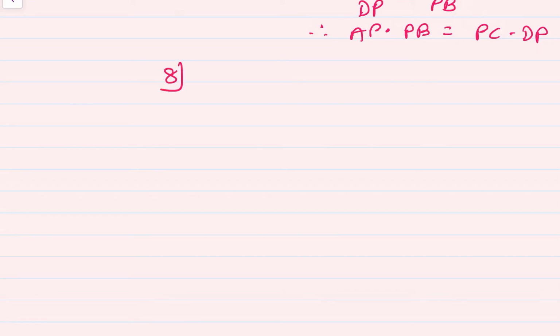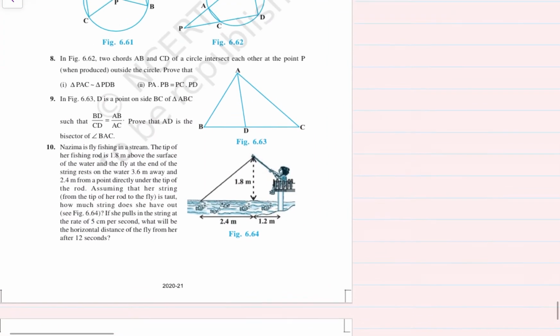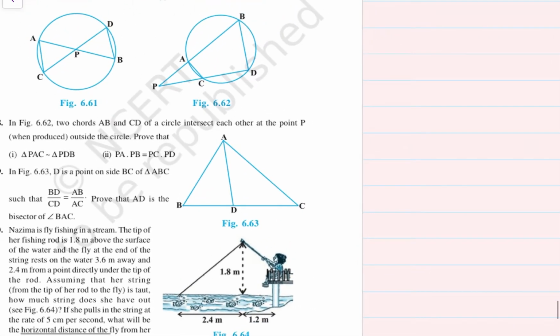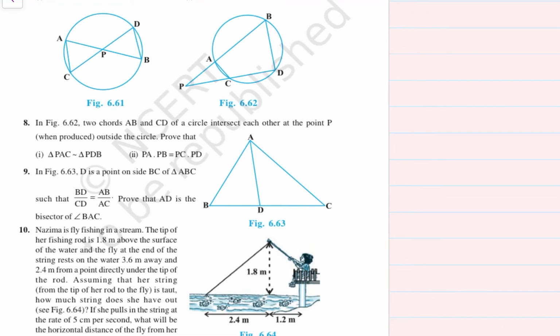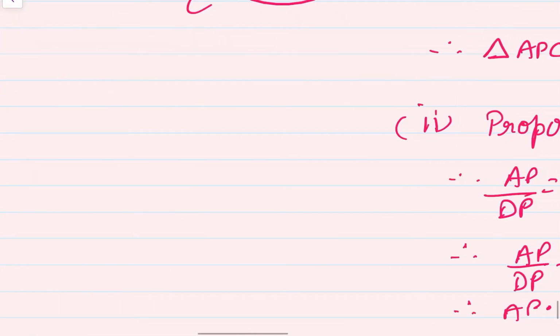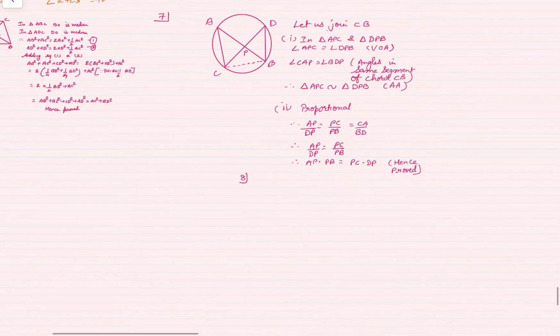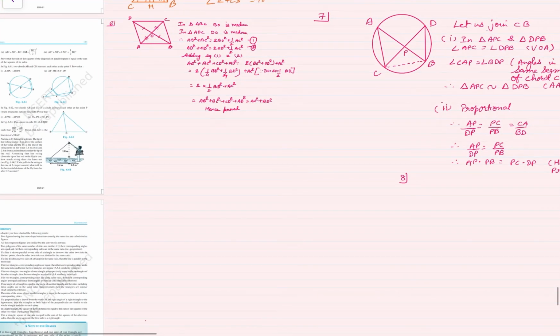In question 8, as given in the figure again, we have a circle. We have two chords AB and CD of the circle which intersect each other at point P, produced outside the circle. Prove that triangle PAC is similar to triangle PDB and PA into PB is equal to PC into PD. So let us prove that. Question number 8.